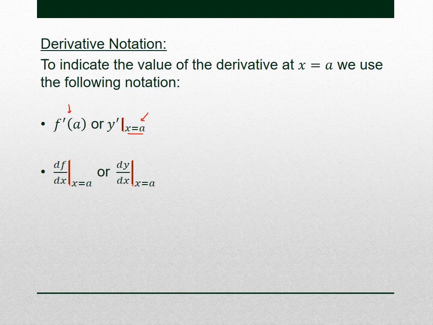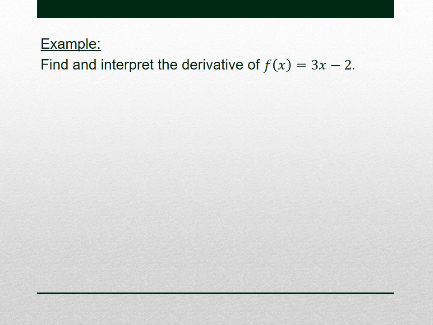Okay, so here, find and interpret the derivative of f of x equals 3x minus 2. So remember, the derivative, f prime of x, is given by the limit as h goes to 0 of the difference quotient. So that would be the limit as h goes to 0, just rewriting that, of f of x plus h minus f of x over h. Now remember when we were doing these instantaneous rate of change problems, we said that in the numerator, everything that does not have an h should always cancel, right?